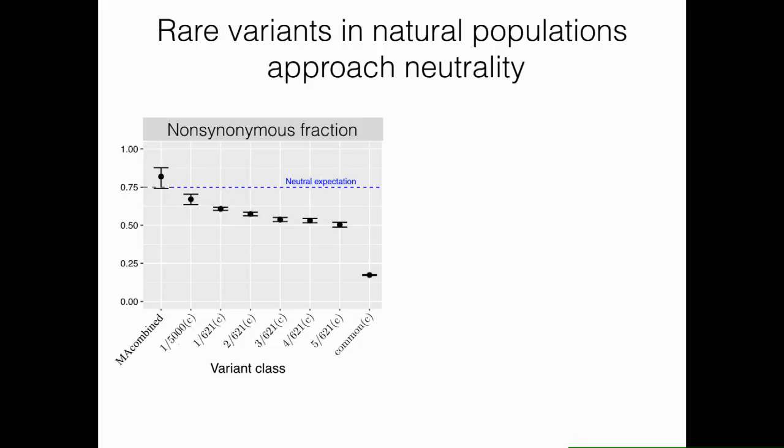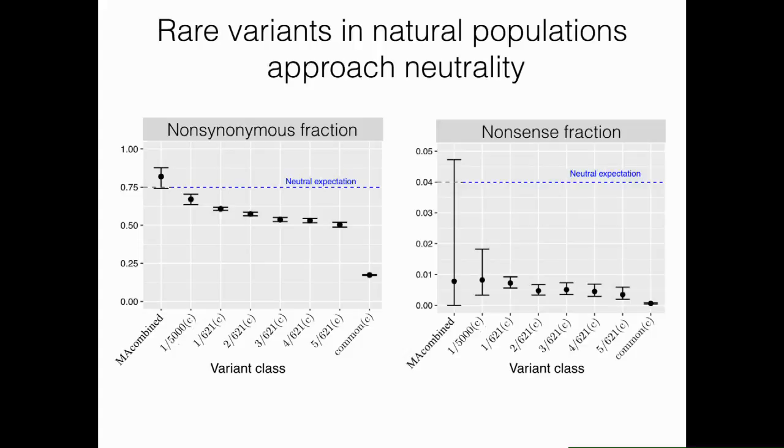Interestingly, if you look at nonsense variants, you don't really see this. You expect naively that 4% of coding mutations will be nonsense. Whereas in the MA lines, we weren't really able to see if we reached the neutral expectation because the counts were so low. And in common variants, you very rarely see nonsense variants. You find that in even the most rare frequency class, you only ever see 1% of mutations being nonsense, which suggests we're actually missing 3/4 of the expected nonsense variants.